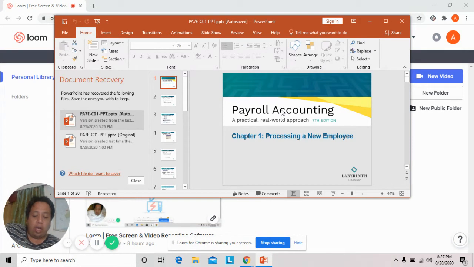So in this chapter, you'll be taught the definition of the Fair Labor Standards Act, how to use Circular E, and how to complete various new employee forms. You will also learn what workers' compensation insurance is and why it is important. Finally, you'll be taught how to create an employee earnings record. So that'll be part of your payroll project. So make sure to pay attention to that.